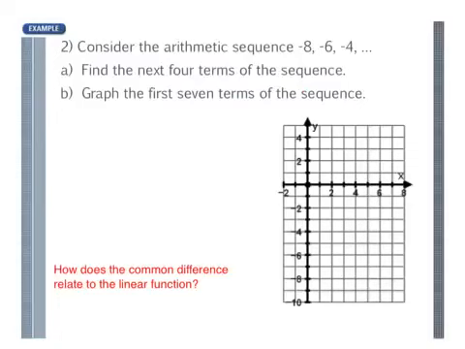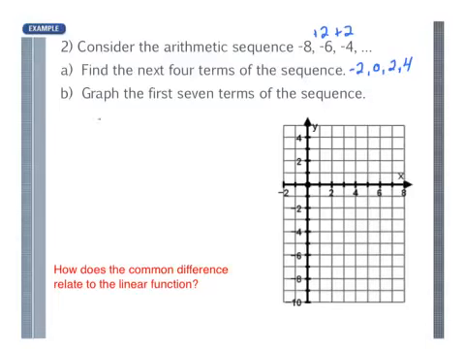In this sequence, let's write down first the next 4 terms, and then we're going to graph it. So you can see that the common difference is going to be 2 because this is increasing by 2. So after negative 4, we're going to get negative 2, and then 0, and then 2, and then 4. Supposed to be commas right there.